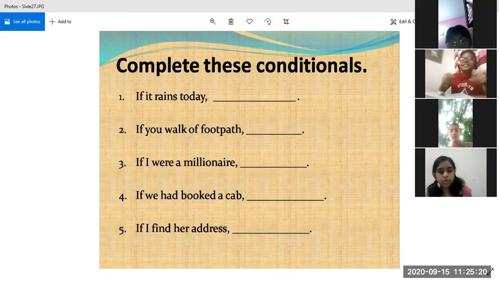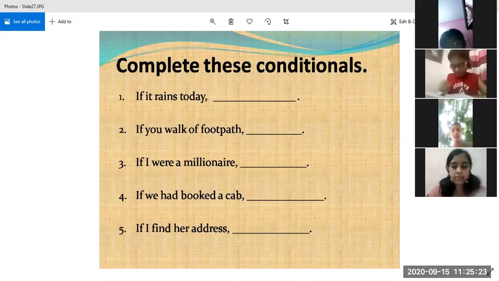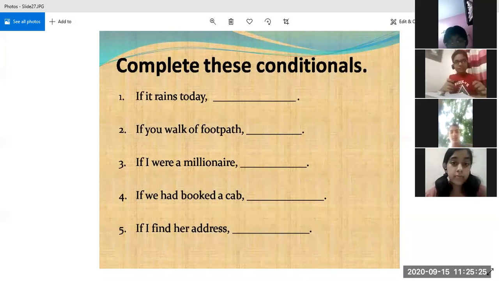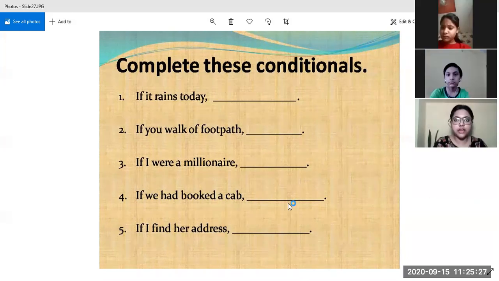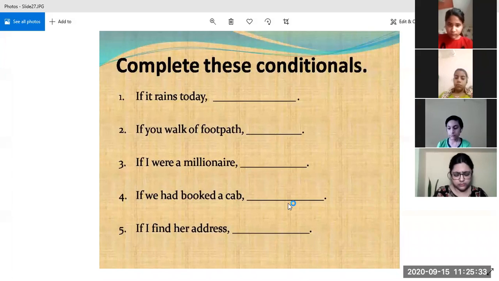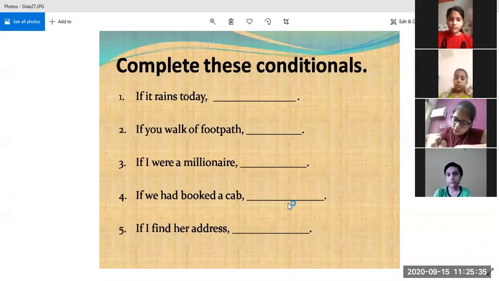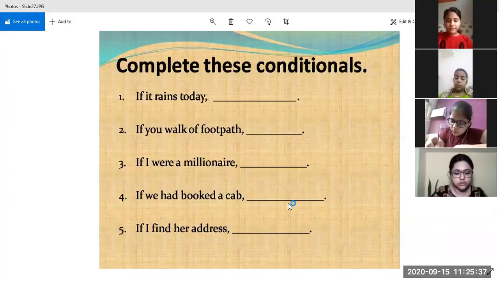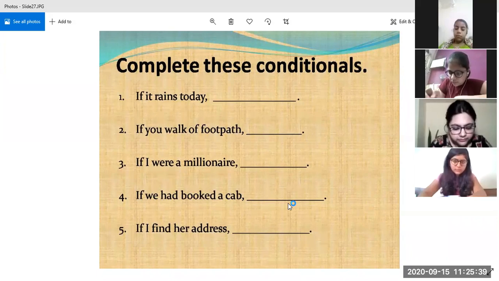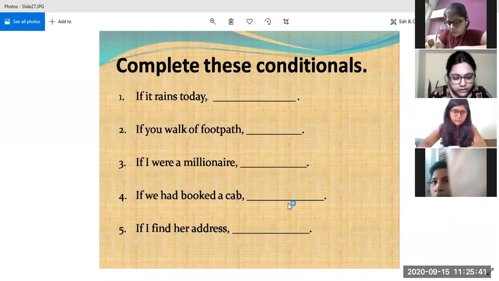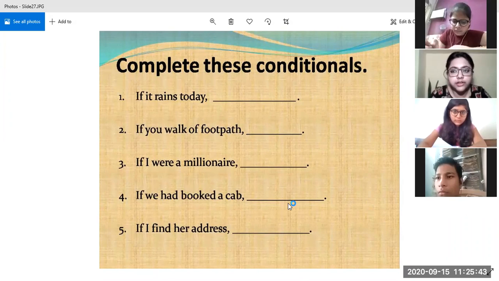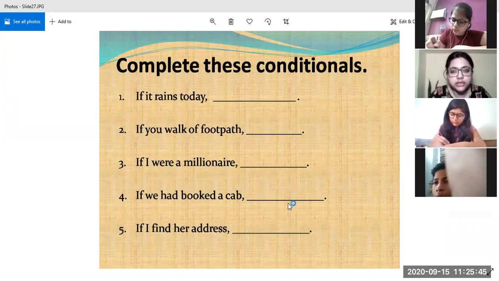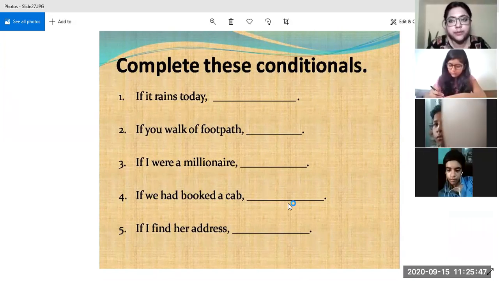The first sentence: if it rains today, then blank. You have to give the correct answer. Let me see who will give the answer. Yes, Manjiri? If it rains today, we will cancel the trip. Very good. We will cancel the trip. See, in the first sentence the if clause is in simple present.